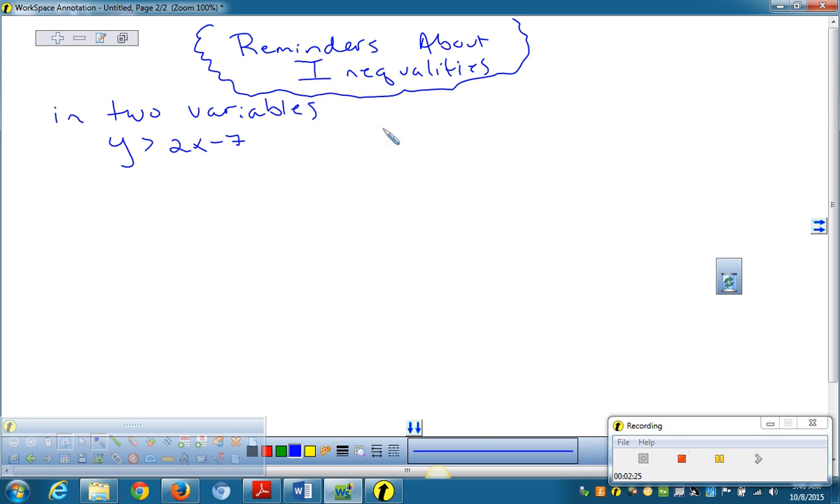Okay? So let's remind ourselves, if we have less than or greater than, what kind of line do we have? Dashed or solid? Dashed, because it does not include the point on the line. If it is less than or equal to, or greater than or equal to, then it is a solid line. And to graph them, it's just like graphing an equation, so probably the easiest way is to put it in y equals mx plus b form. But it won't be equals, it will be less than, greater than, less than or equal to, or greater than or equal to.